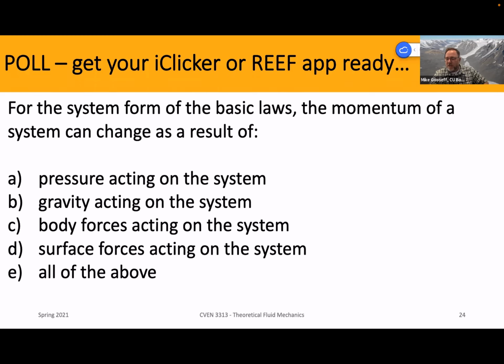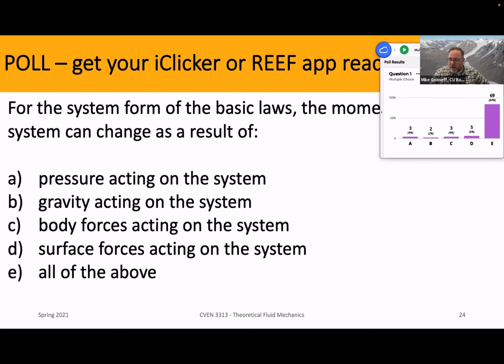All right. So let's take a look. A few of you sort of checked each one of these. 69 chose E, and it turns out that is the right answer. All of the above are possible influences on momentum change of the system. So good job, most of you. For anybody who thought it was just one of these, just note that all of these are things that can become some of the forces.